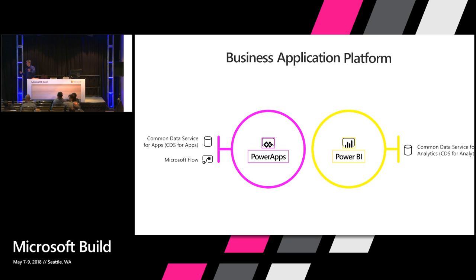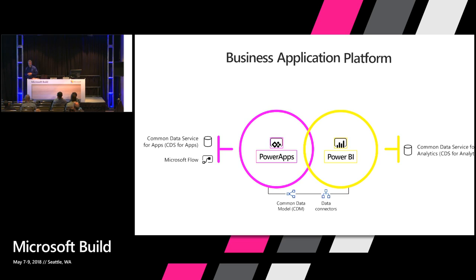Now, that doesn't mean that they're totally isolated. You'll notice that on either side we have the term Common Data Service, either for analytics or for applications. The Common Data Service is the runtime engine of that infrastructure, each side. Now, they talk together through the concept of a common data model and connectors. A common data model defines the common objects that you're going to interact with. Now, let me pause there.